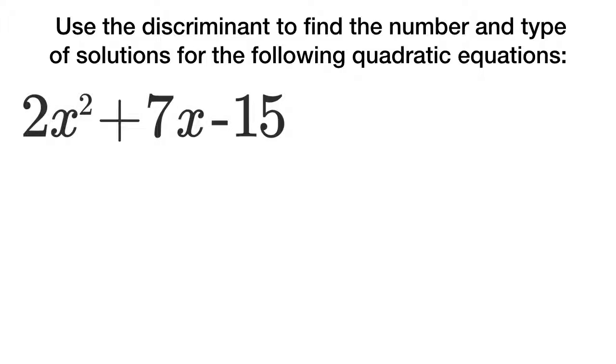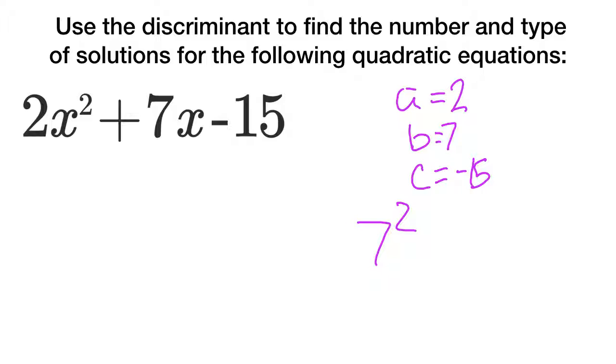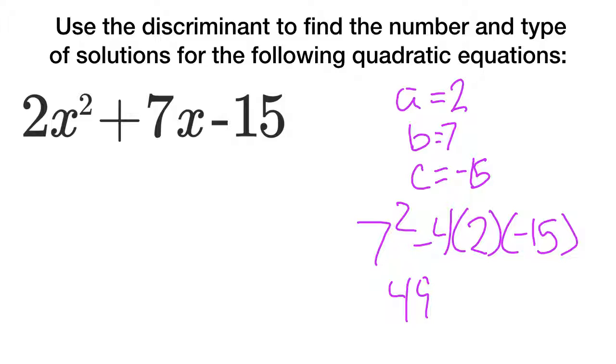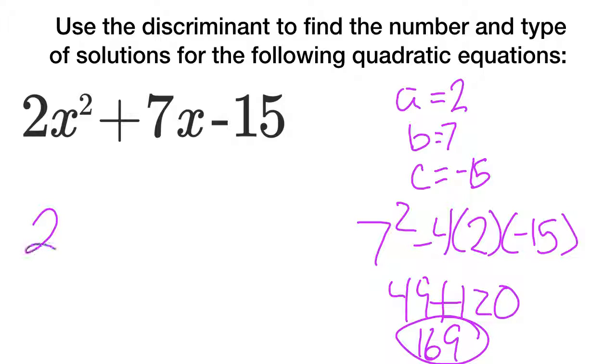Let's try this one. a is going to be 2, b is 7, and c is negative 15. So let's see. 7 squared minus 4 times 2 times negative 15. 7 squared is 49, and 4 times 2 is 8 times negative 15. You know what? 2 times 15 is negative 30 times negative 4. That becomes plus 120, meaning 169, meaning we will have 2 real solutions.